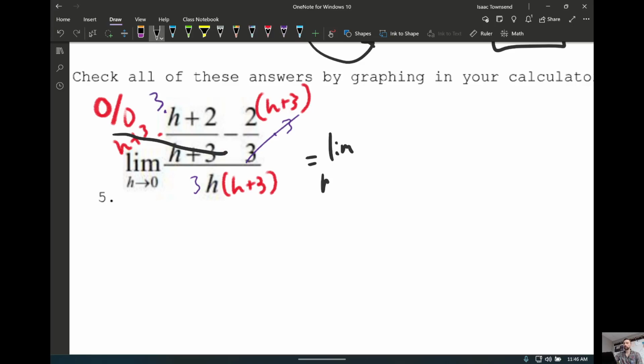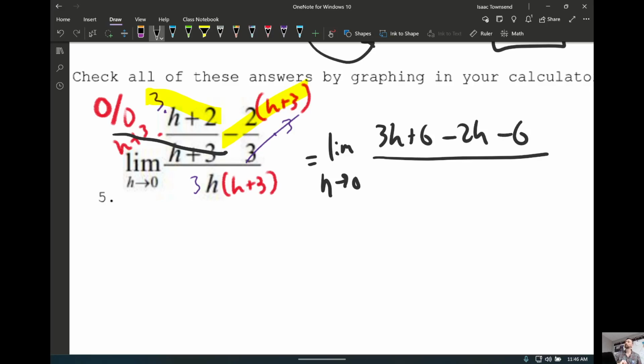Notice how messy your work can get, so try to be extra careful there. But after I did that, I'm left with 3 times h plus 2. I'll just go ahead and distribute that. I'm left with negative 2 times h plus 3. I will go ahead and distribute that. And nothing canceled in my denominator, so I had the h that I've had the whole time, the 3 that I multiplied everything by, and the h plus 3 that I multiplied everything by.